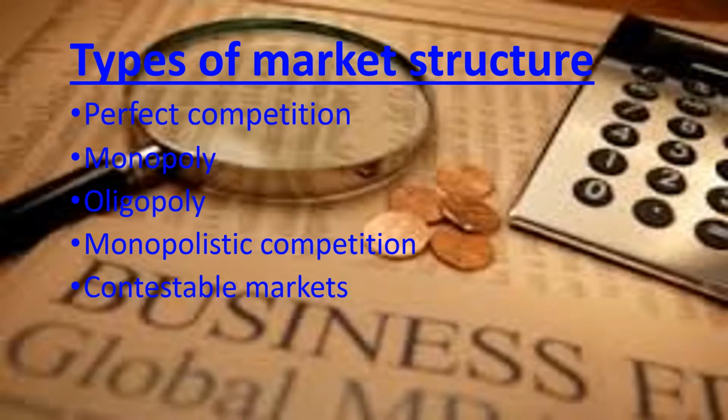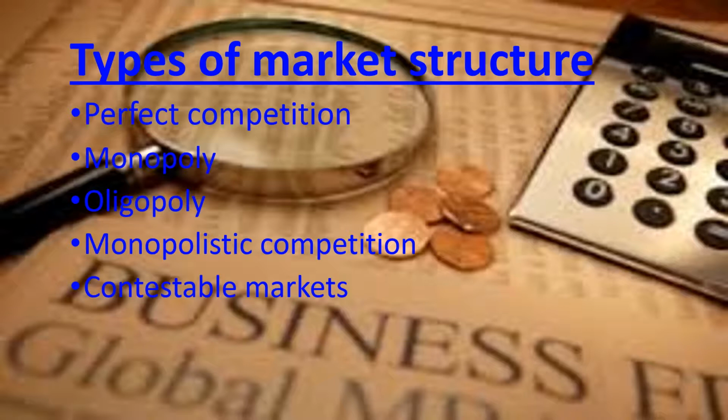Types of market structures. First, perfect competition: many firms, freedom of entry, homogeneous product, and normal profit. Second, monopoly: one firm dominates the market, barriers to entry, and possibly supernormal profit. Number 3, oligopoly: an industry dominated by a few firms. Example, 5 firms, concentration ratio of 5%.